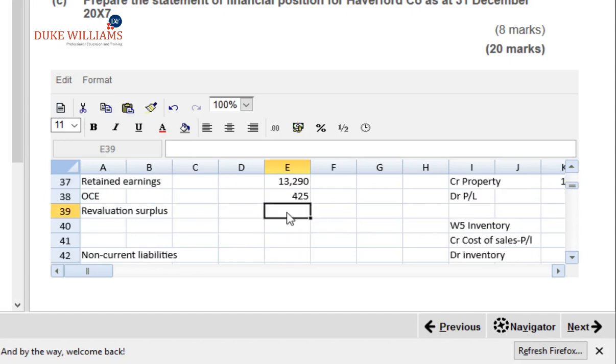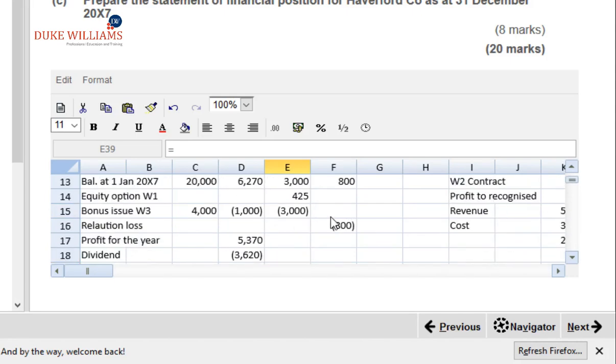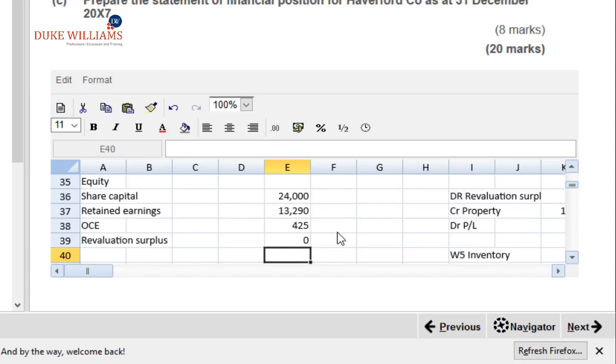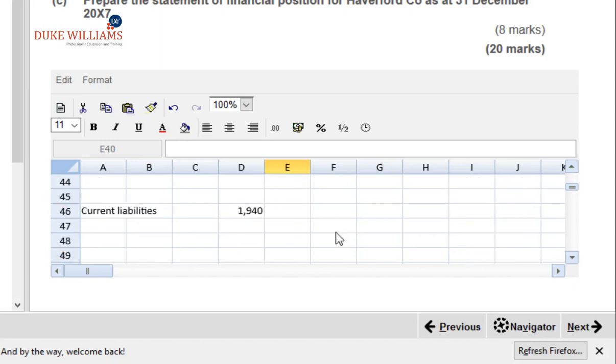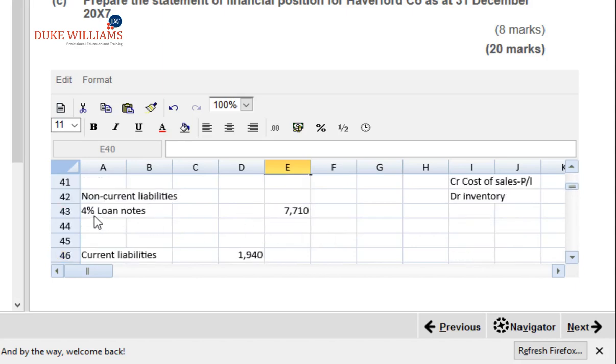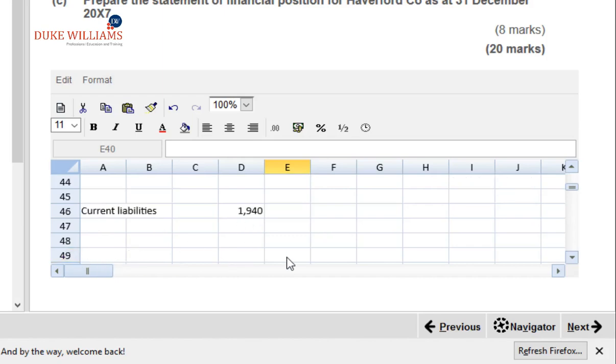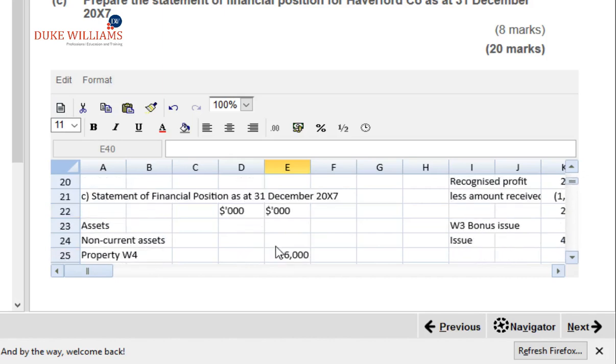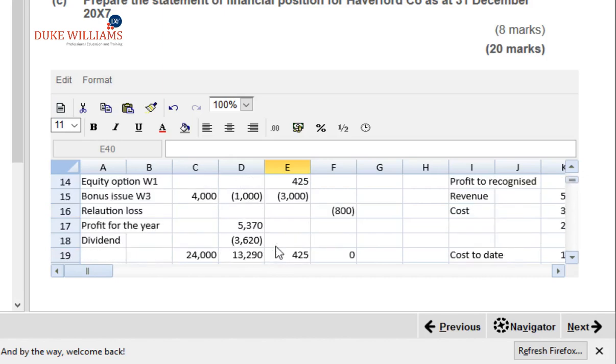Revaluation surplus, that should be a 0. That should be 0, yeah. You can as well decide to ignore it. Now we have our 4% loan notes and we have our current liabilities. So basically I think we've been able to exhaust the question.